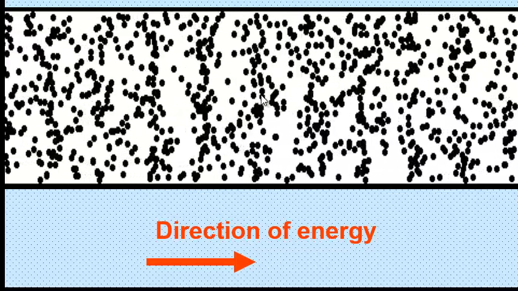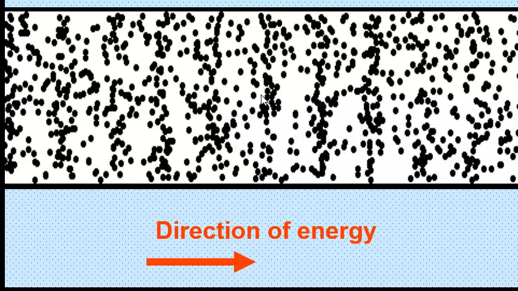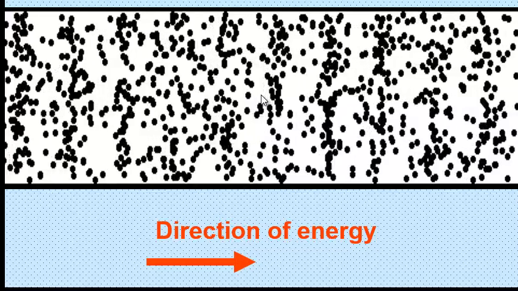What makes this a longitudinal wave is that direction of vibration and the direction of energy transfer are the same. That is the only thing that separates my longitudinal and my transverse wave: the direction of energy versus the direction of vibration.